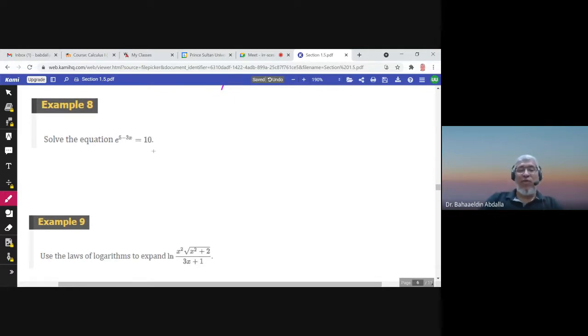How to solve this equation? Well, I have to bring x down, so I can apply ln to both sides.